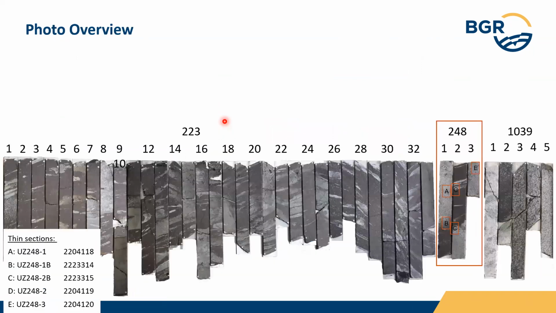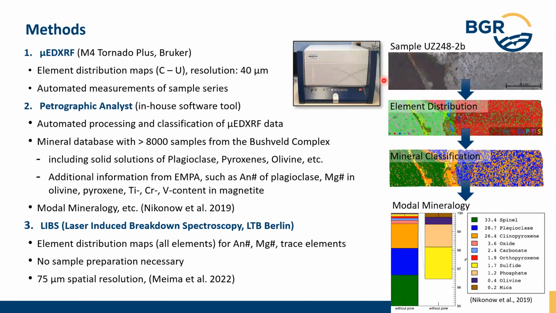So to give you an idea of what the samples look like, first of all, we thought magnetite should be massive magnetite, but as you can see here, there's a lot going on and there could be many students analyzing the structures and much more that we have here. But I will focus on this area here at 248 meters.